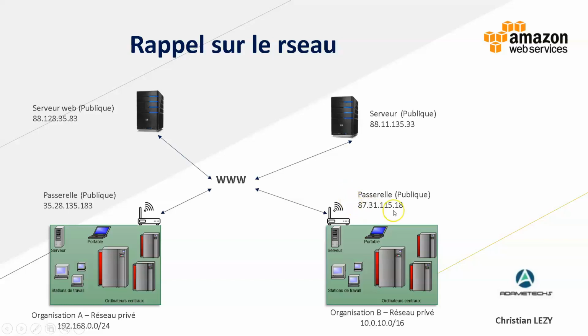We have a second company with the same public IP address and private IP addresses within the network. In order for the two organizations to be able to communicate on their private network, they will have to use a VPN. Otherwise, there will be a routing that will be done through the routers.